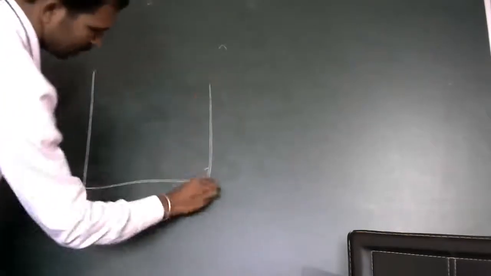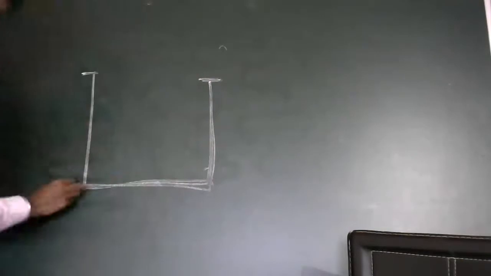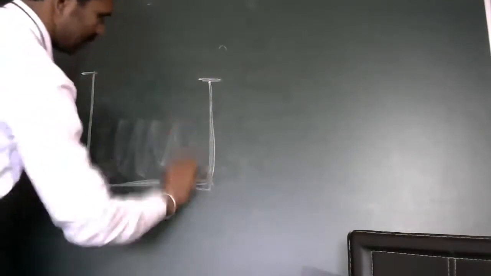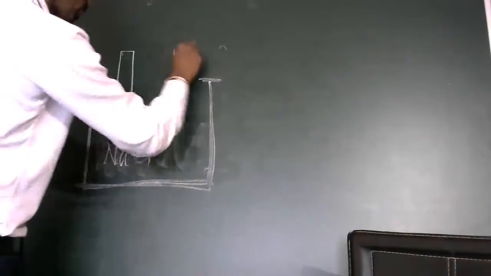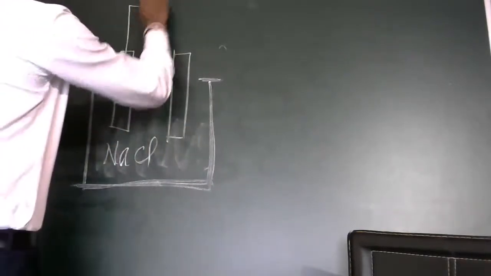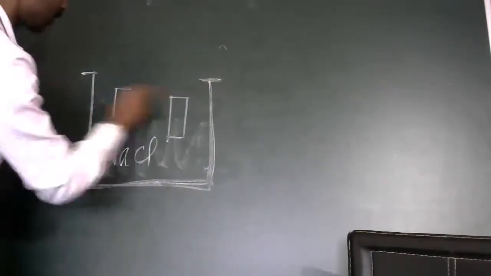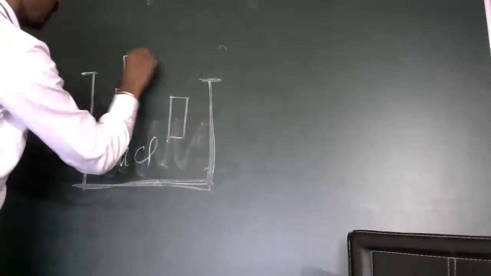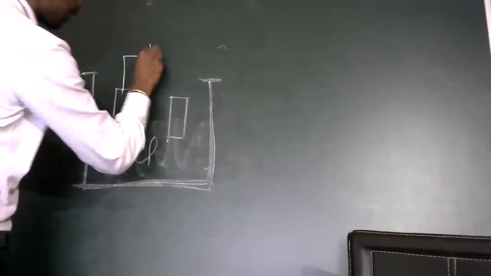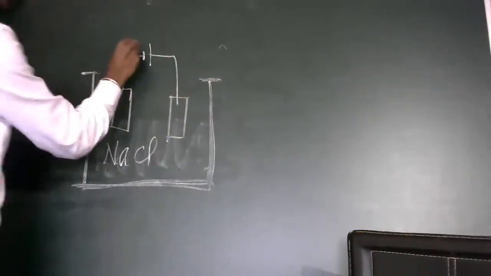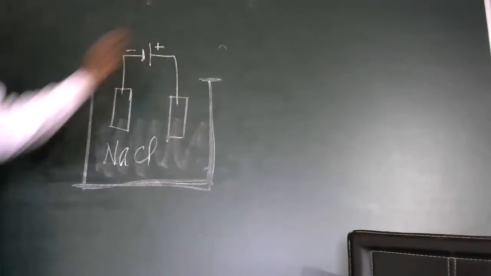I'll draw this diagram and tell you. See, this is the electrolytic cell. Here NaCl is taken. And we take 2 electrodes. One is connected to the negative terminal, another is connected to the positive terminal. This is minus, and this is positive.